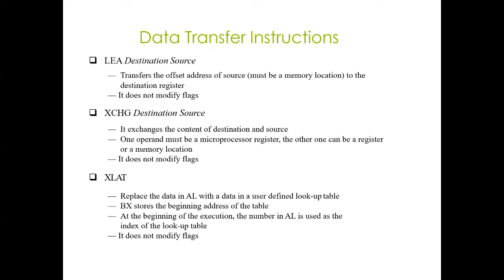Next is XLAT or XLATB. This instruction reads a byte from the lookup table. The BX register is loaded with the starting address of the lookup table. An 8-bit data element is placed in AL. When XLAT is executed, AL and BX are added to give the desired offset address of the lookup table. The content of the memory location having the offset address AL plus BX is moved to the AL register.